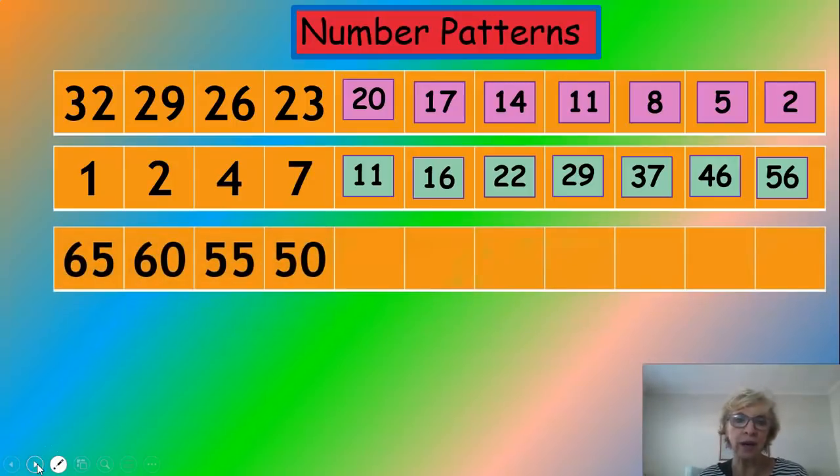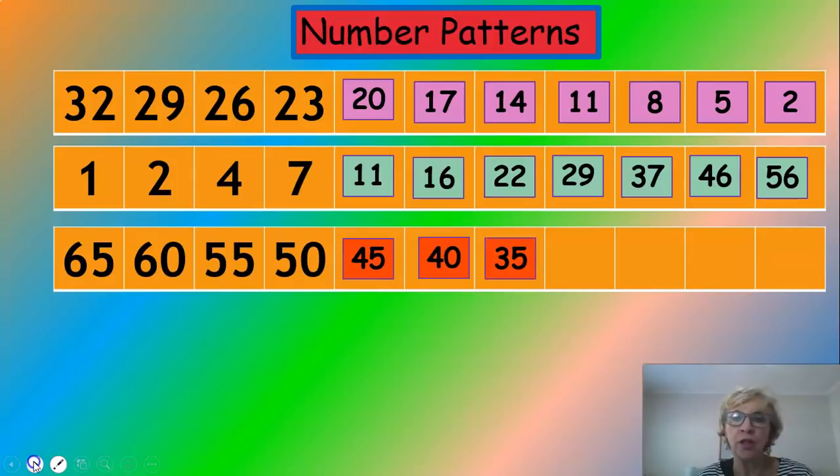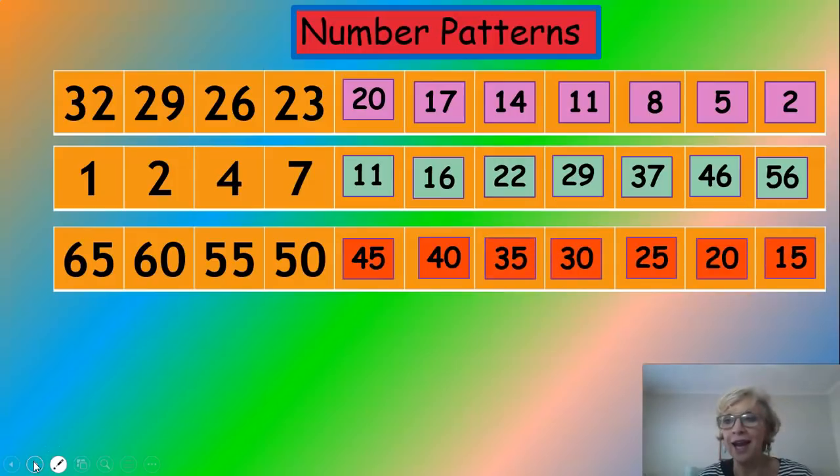The next one, oh, here we go. This is also getting smaller from 65. But what are we jumping in? 65, 60, 55, 50. We're jumping in fives, right? 45, 40. Notice the pattern. Either the answer ends in a 5 or a 0. 35, 30, 25, 20, and 15. It was quite easy peasy.